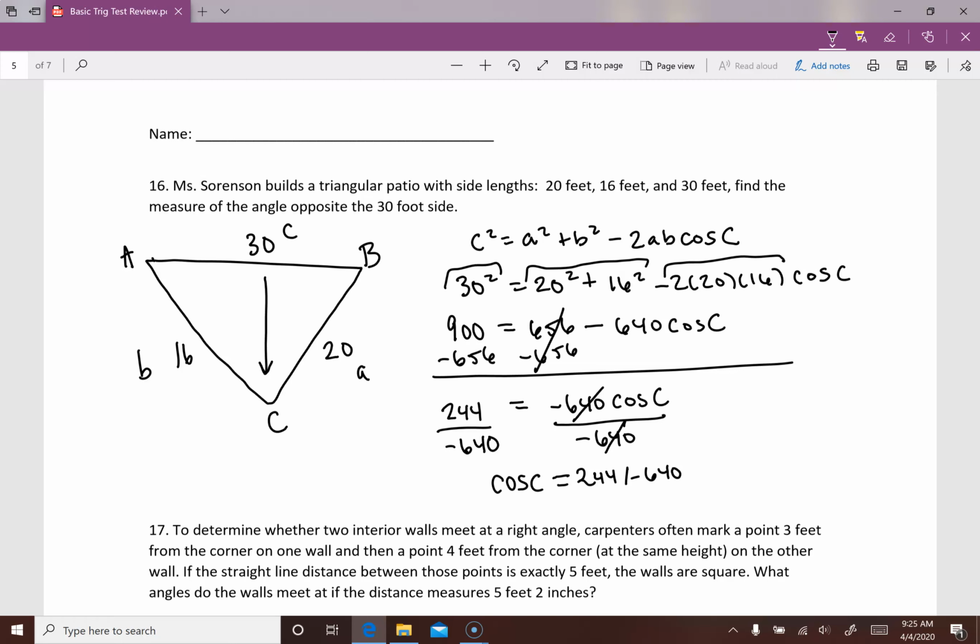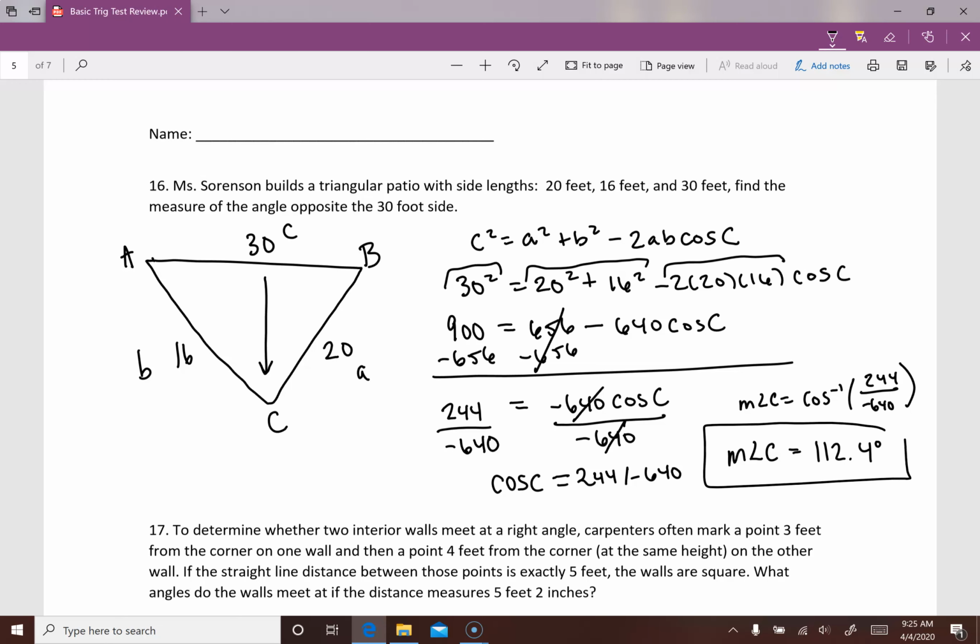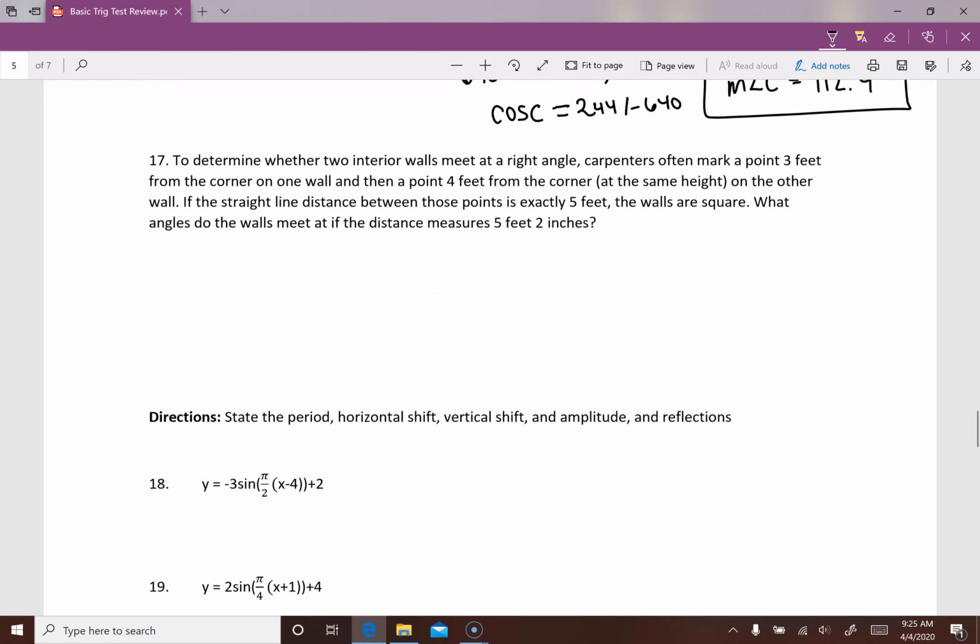So that's going to give me measure of angle C, or just C. Measure of angle C is equal to the cosine inverse of 244 divided by negative 640. And I'm going to get that the measure of angle C is roughly equal to 112.4 degrees. And that does make sense, right? Because 30 is the biggest side there, so it should be an obtuse angle.